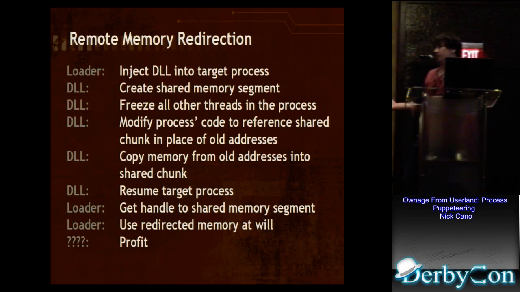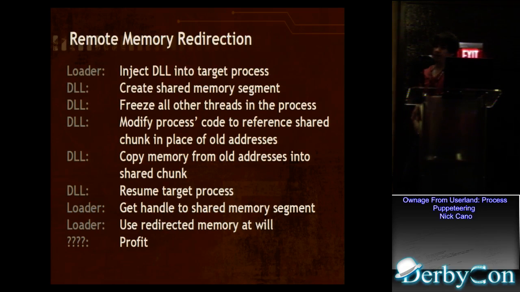So what do you do? You inject your DLL into the target process as little as possible. You create a shared memory segment. You freeze every thread in that process, and then you scan the .text section of that binary in memory and find every reference to the address you want to read. You're going to replace that address with the address of your shared memory chunk, and then you're going to copy whatever was there to your shared memory.